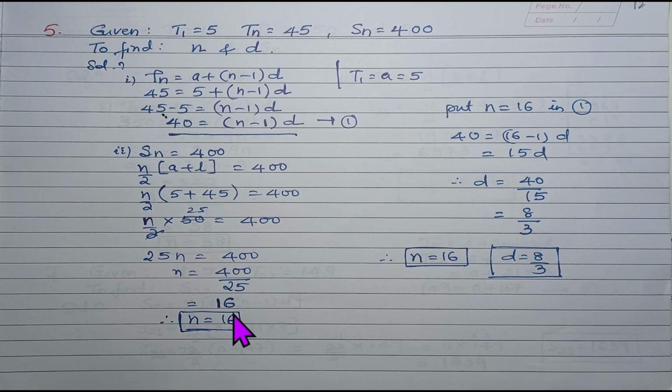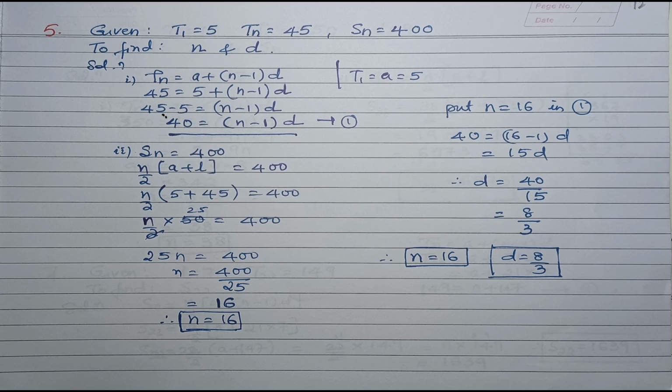So I got the value of n here. So I can substitute the value of n in this. So put n is equal to 16 in equation 1. So 40 is equal to 16 minus 1 into d, so we got d is equal to 40 by 15, or d is equal to 8 by 3. So therefore the value of n is 16 and the value of d is equal to 8 by 3.